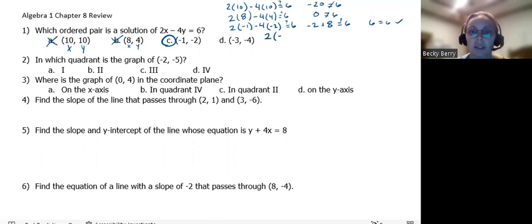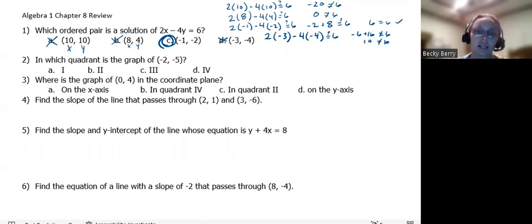So 2 times negative 3 minus 4 times negative 4, is that equal to 6? We have a negative 6 right here and a positive 16. So that's going to give us a positive 10. That is not equal to 6. So it doesn't work, so we have one solution.